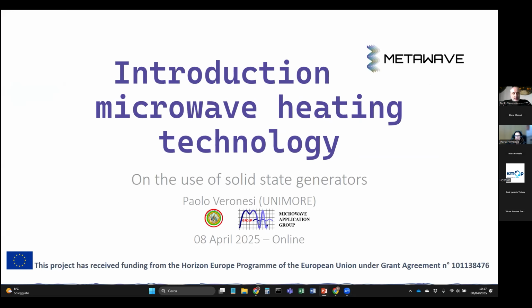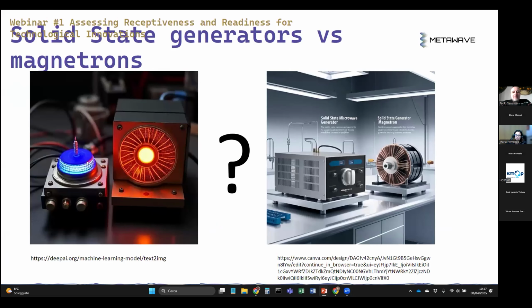Okay. So we have spoken with Said about the advantages of microwave heating, but now we are entering into more detail on how you can generate microwaves and what the benefits are. In particular, we are going to focus on the difference between solid-state generators and magnetrons.